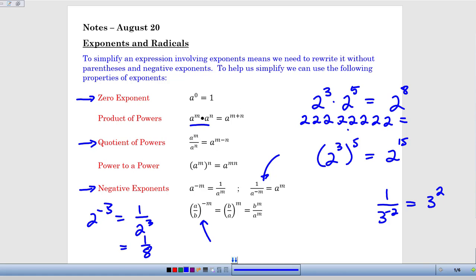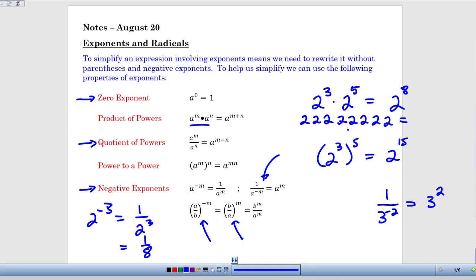So really the fastest way to handle that type of situation is to just change the exponent to its positive equivalent, as we see here, but then flip the fraction that's on the inside. And so then at that point we can go ahead and apply that exponent to each of the individual numbers.